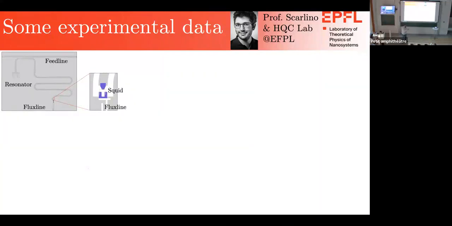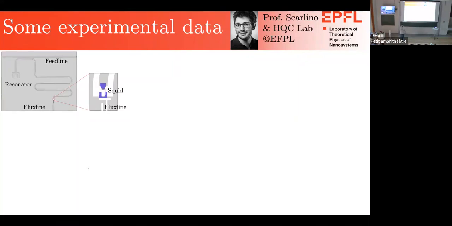That's one of the reasons why they do it in this copper. They put things inside copper so that it's extremely non-dissipative. Okay, but anyhow, flux line. This is a resonator. This is a feed line.